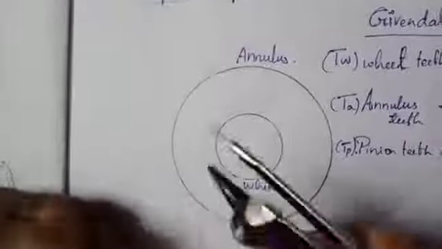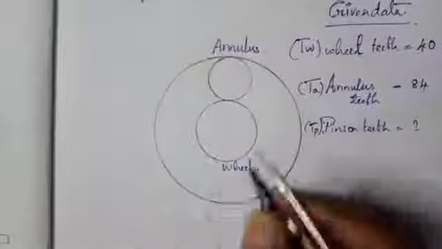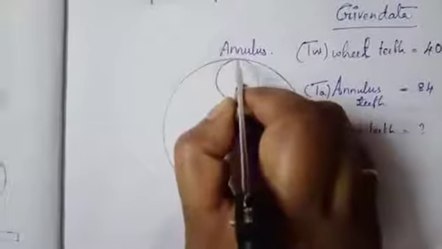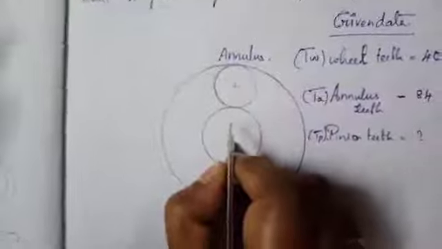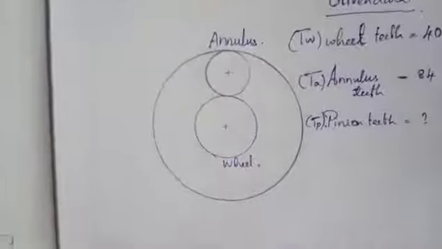Now you have one more that is the pinion. Pinion means it is also a wheel. It gears with the wheel and the annulus, and it has the arm. So the arm carries the axis of the pinion. So this is your pinion and this is your wheel.